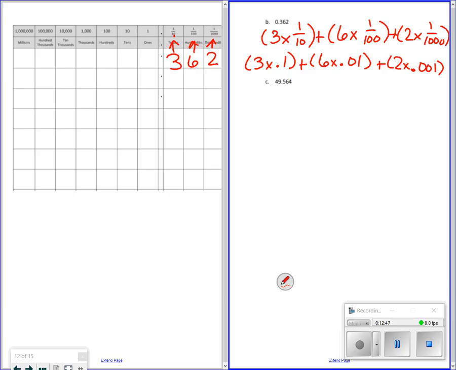Good? Yes, ma'am. Good? Any questions still? Sure. Positive, the positive. No bobbleheads allowed. This is not the dashboard of my car.